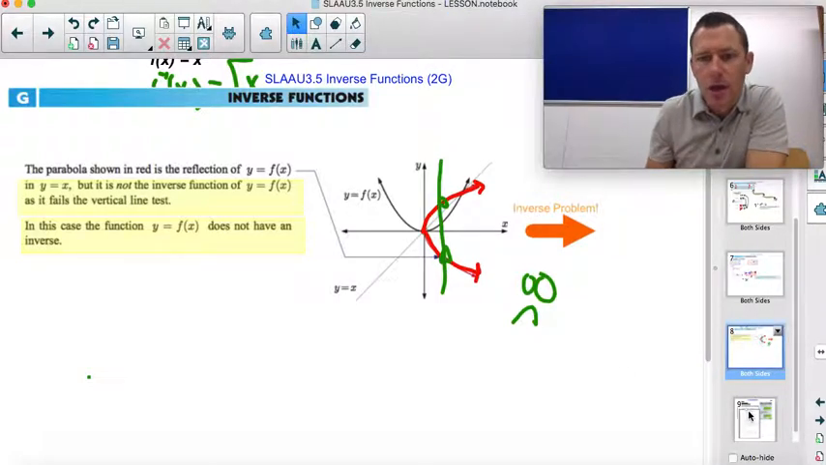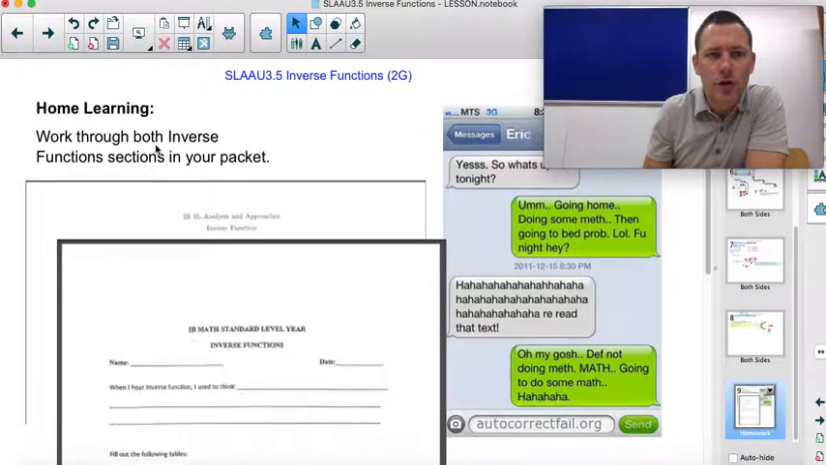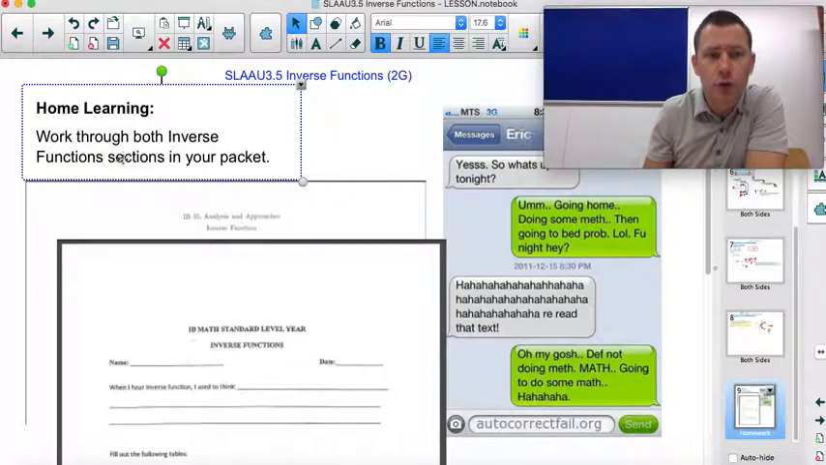Interesting? Okay. So what I'd like you to try is work through, there's 2 inverse function sections in your packet. Try those out, and I'll see you later.